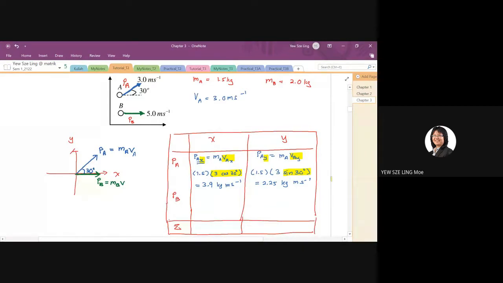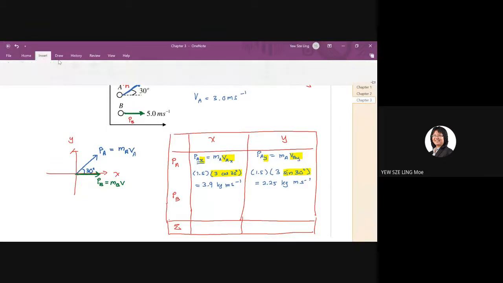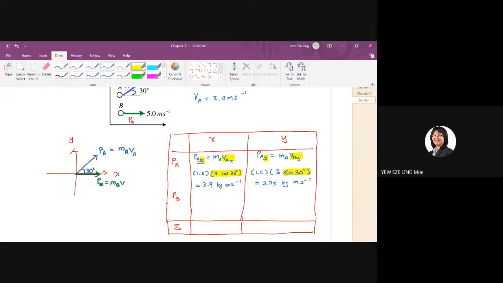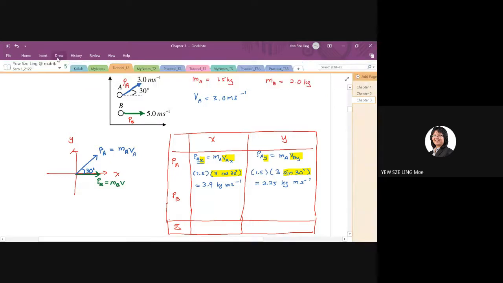How am I going to calculate PAX? I use VAX. So VA is given as 3 meters per second, then you just resolve it into the X component, like what you have been doing in chapter 1. Then you just repeat the same thing for PB.